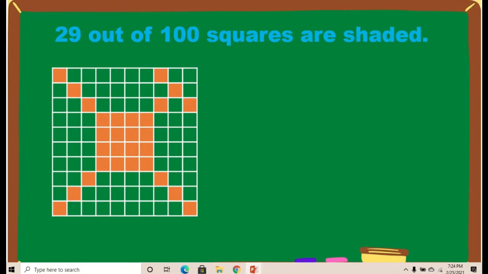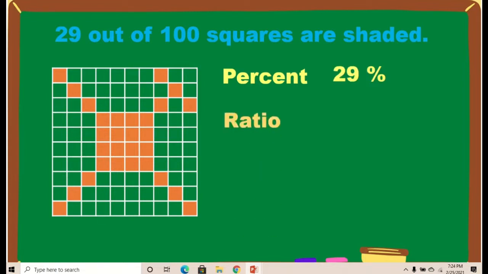Let's have another example. On this grid, 29 out of 100 squares are shaded. How are we going to write 29 out of 100 in percent? Since percent means per 100, 29 out of 100 is 29%. How about in ratio? Let's follow the steps. Change the percent to colon. Put 100 as the second term. 29% is 29 to 100 in ratio.